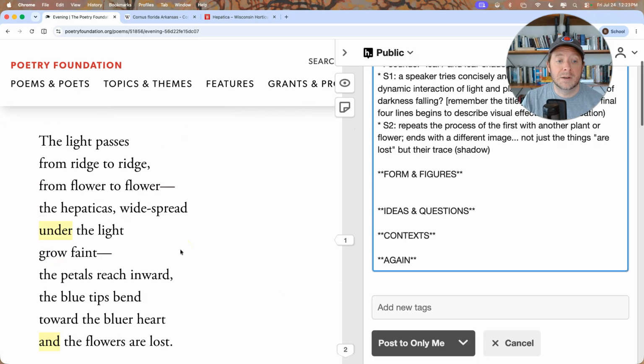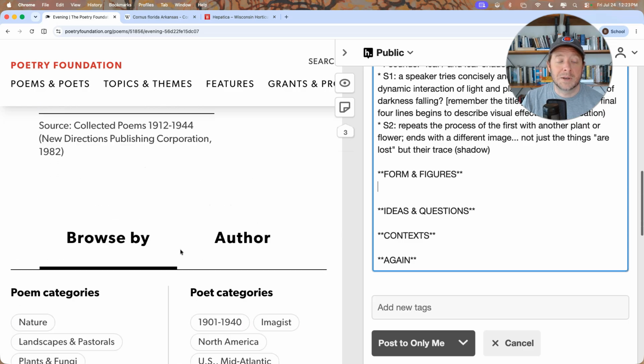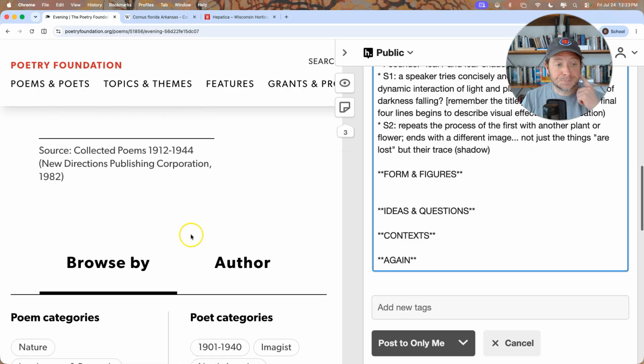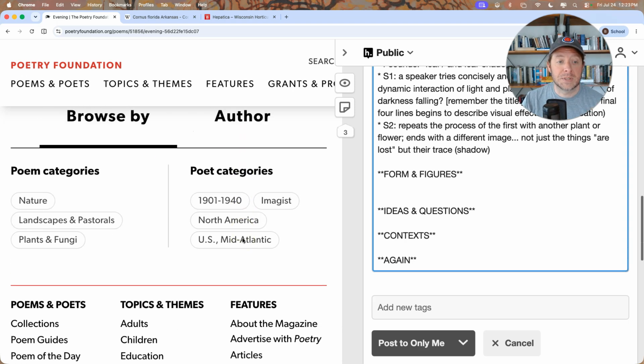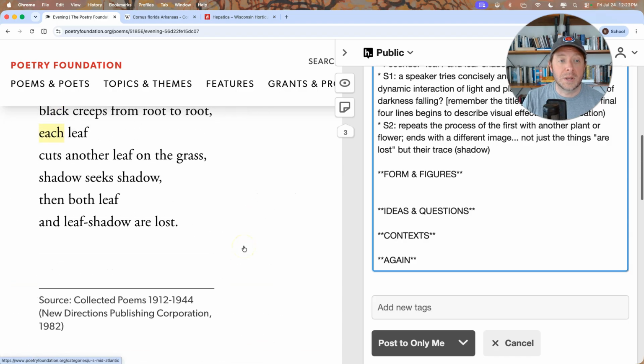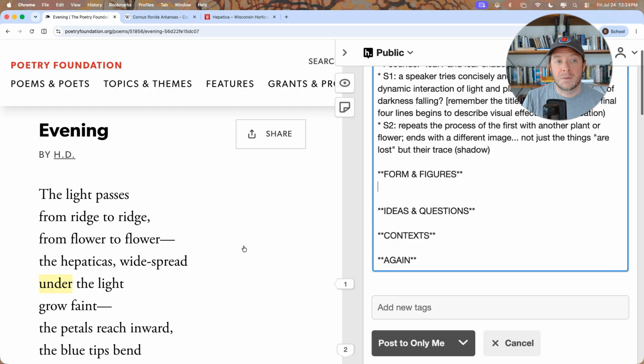Okay, form and figure. If you scroll past the poem and the indication of the source, you'll see that Poetry Foundation has some useful categories according to which we might study the poem or think about or interpret the poem. And the one that stands out as potentially important for grappling with it is this category Imagist that HD is associated with.